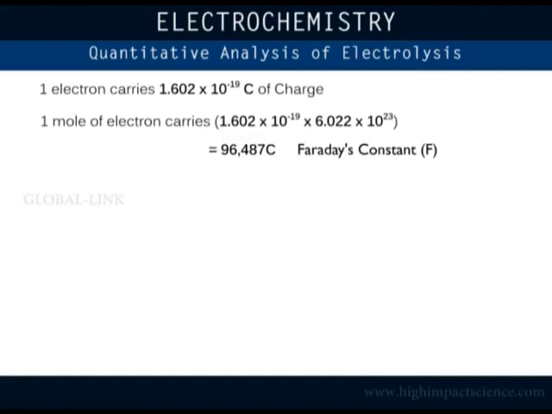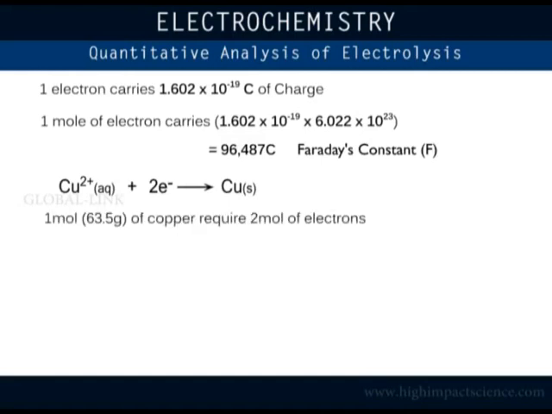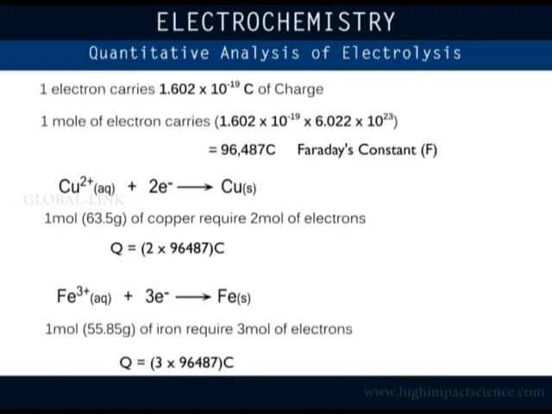So if you take the electrolysis of copper, for every 1 mole of copper deposited, 2 moles of electrons are required. Therefore, it requires 2 times 96,487 coulombs to deposit 1 mole of copper, or 63.5 grams of copper. For iron, it will require 3 times 96,487 coulombs to deposit 1 mole of iron, or 55.85 grams.